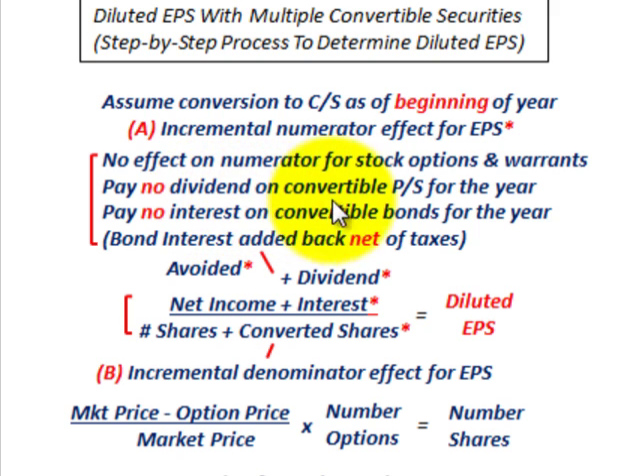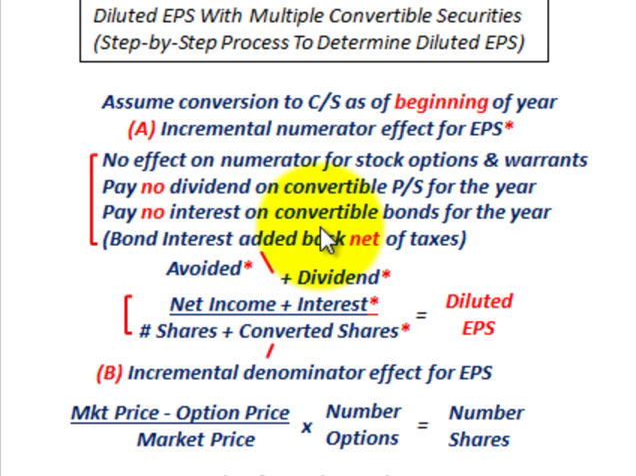So for our convertible preferred stock, we would have paid a dividend for the year. What we would have to do is add that dividend back in our numerator, because at the end of the year, that net income would have been reduced by the dividend that was paid. But in the case where they're convertible in the beginning, we have to add that dividend back to adjust our net income.